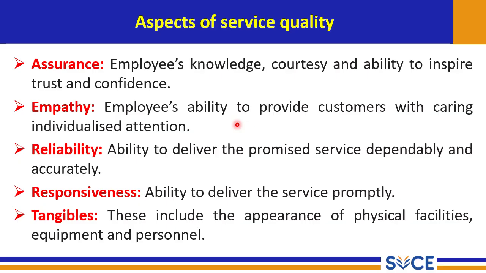Tangibles include the appearance of physical facilities, equipment, and personnel. Tangible means you are able to measure it. So tangibles are measurable things: the physical facilities, machineries, all the things you are able to measure.